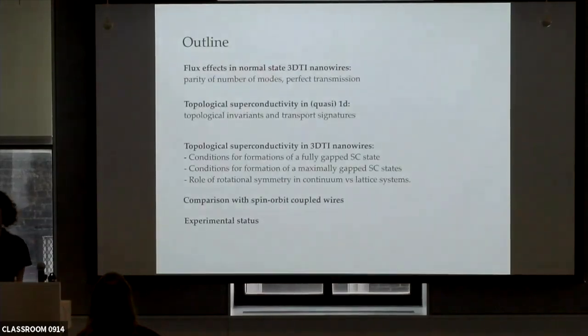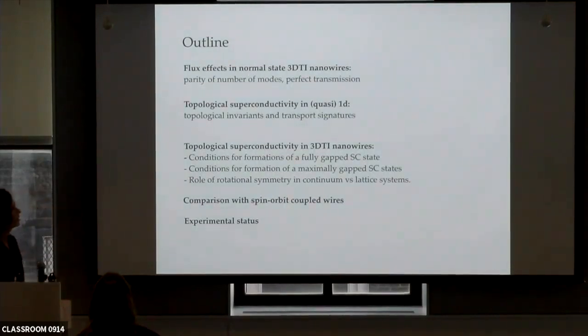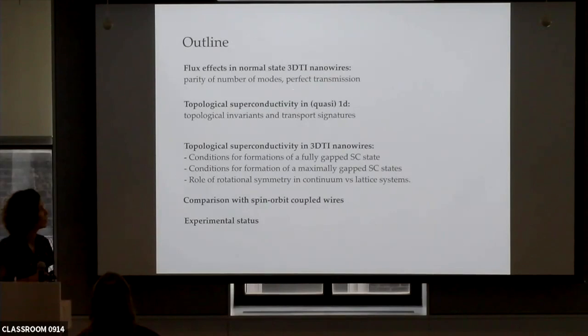Okay, so here's the outline for what I'm going to do now. I'll start by discussing the normal state in TI nanowires, because it's a bit different than just slabs or large systems. I'll talk about how flux affects the band structure of the surface states and how it can cause the parity of the number of modes to change and lead to effects like perfect transmission, for example.